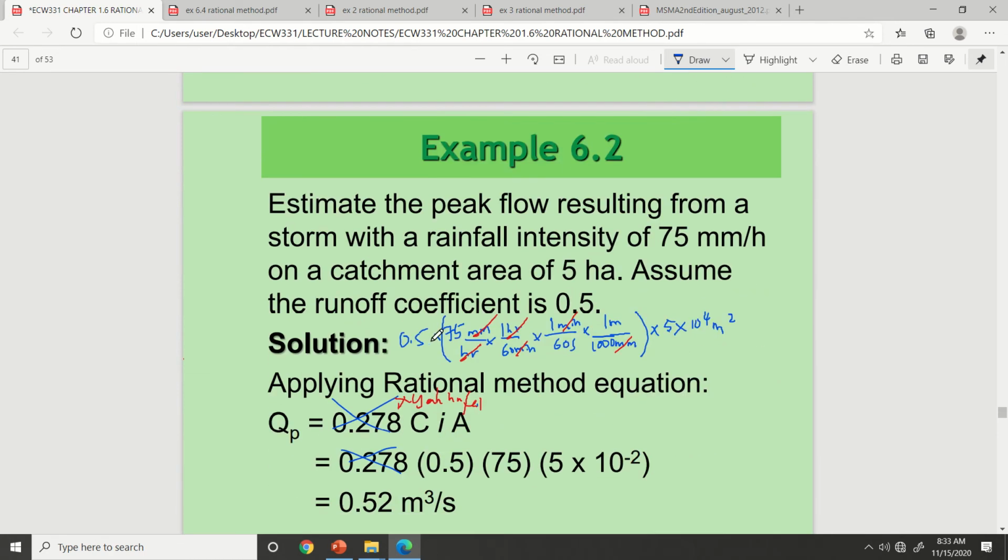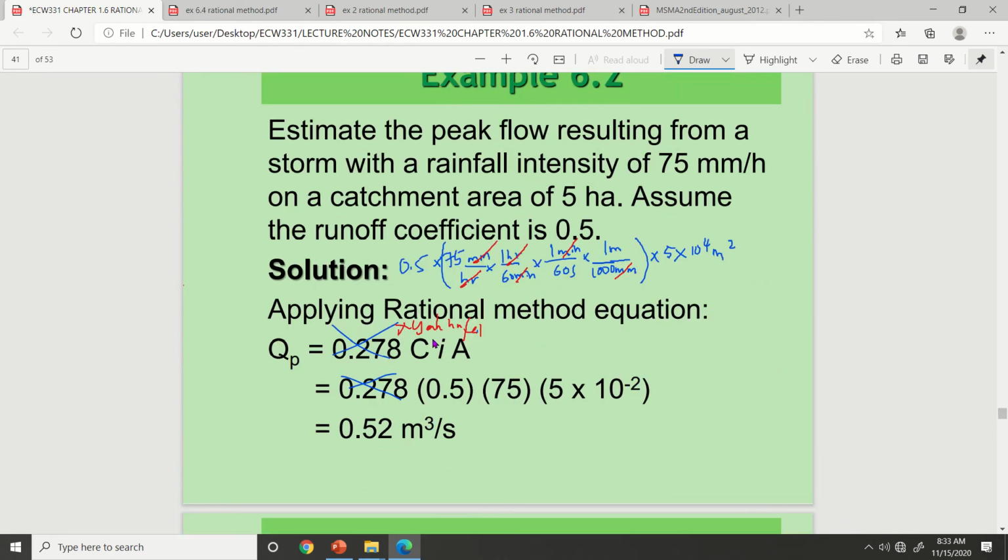Alright, so example 6.2. Estimate the peak flow resulting from a storm, given I 75 mm per hour and catchment area A 5 hectare. So assume runoff coefficient C. So you have C, I and A. I don't want you to remember this 0.278, but you have to know how to convert from millimeter per hour to meter per second, hectare to meter square. So C times I times A.